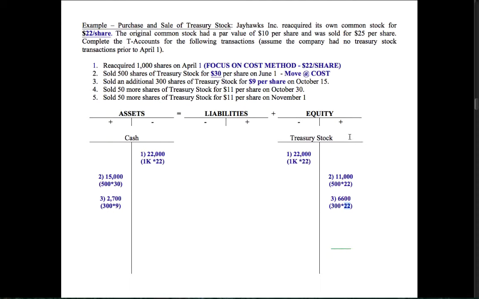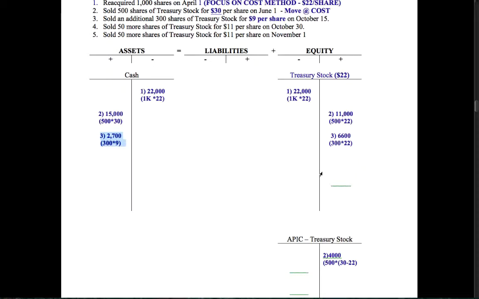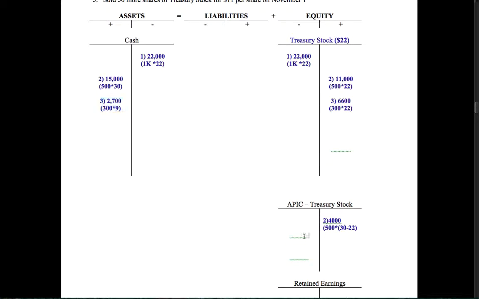And as we've discussed, you move the balances in the treasury stock account at cost, at the cost to acquire, the $22. Therefore, we have decreased the treasury stock account by a higher amount than the cash that we received. Therefore, to balance our entries, we are going to have to decrease the additional paid-in capital of this transaction.